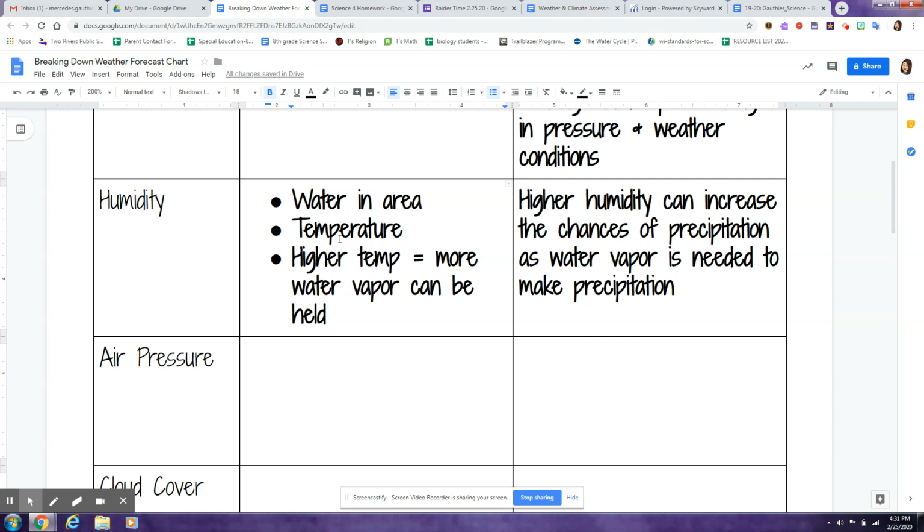chance of precipitation as the water vapor is needed to make precipitation. So we cannot have rain unless there is humidity in the air and water vapor in the air. So the more humid it gets, the more water is in the air, the higher chance we have of it raining or snowing or something like that. Again, push pause if you need to.